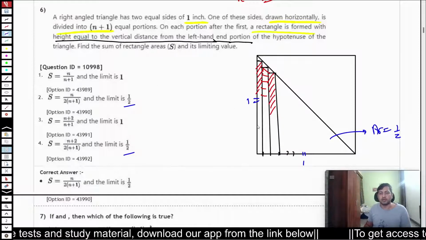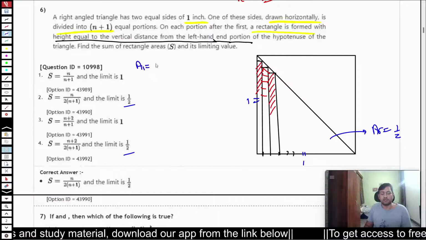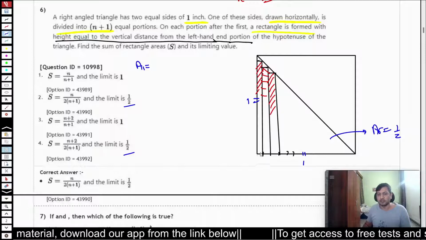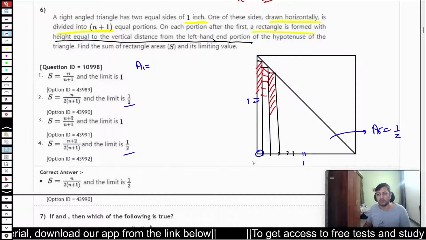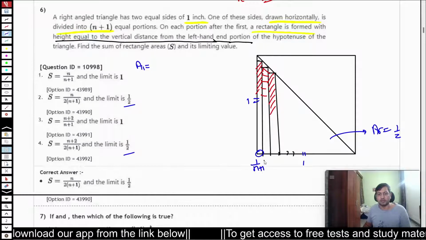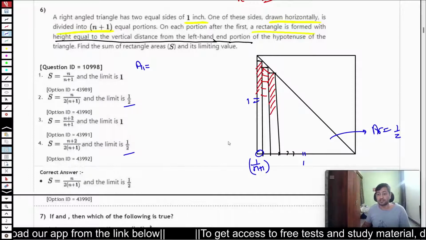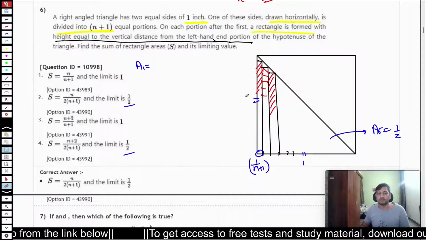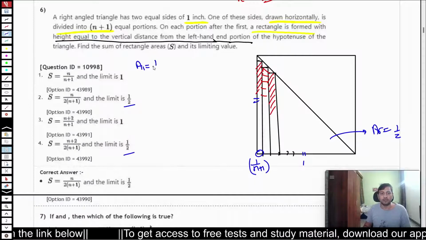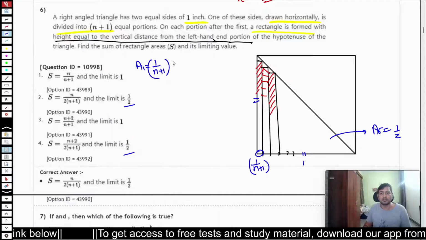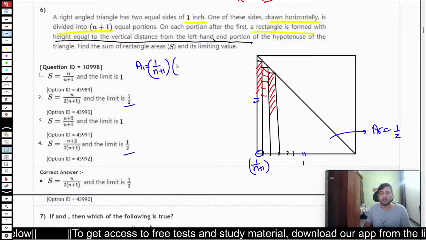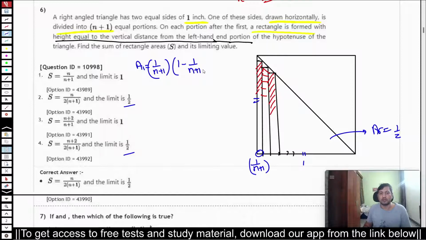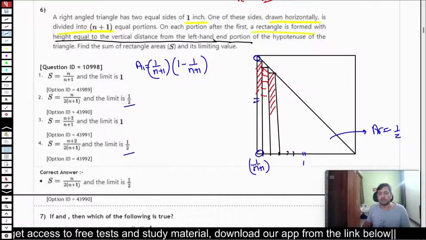So what is the area of the first rectangle? Area A1. This is 1 upon n plus 1 because there are n plus 1 equal parts. So this length is 1 upon n plus 1. And the height of the first one: 1 upon n plus 1 is the base, and the height is 1 minus 1 upon n plus 1, because this length is 1 upon n plus 1.